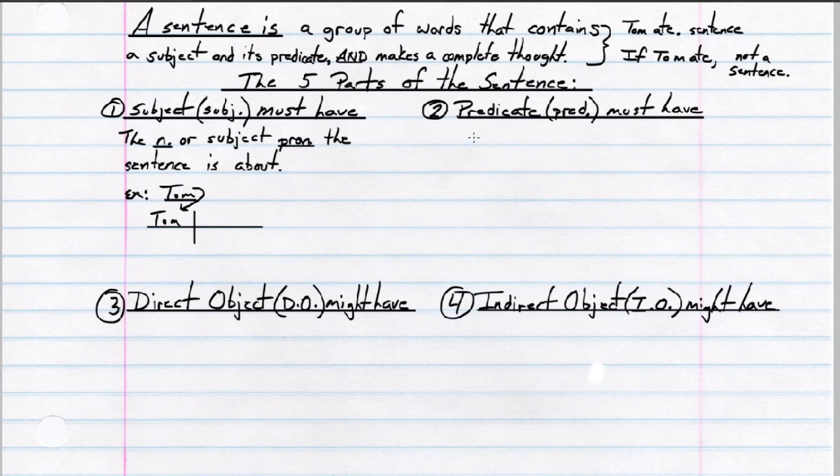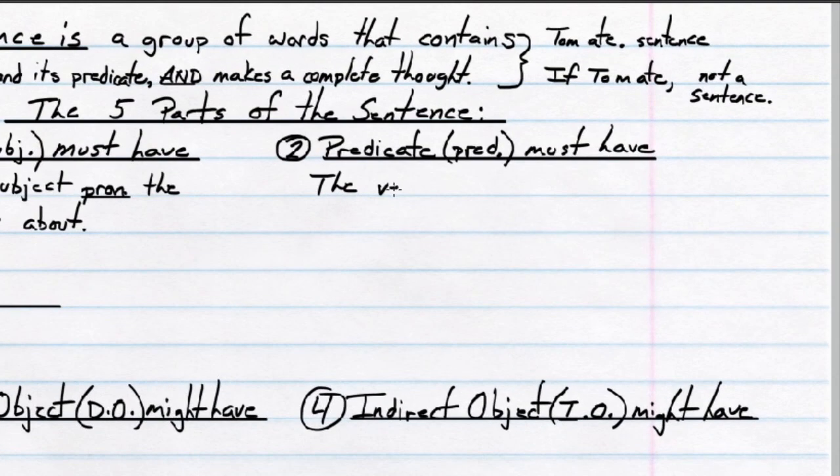Now I'm going to move over to the predicate and I'm going to start with the definition. The definition is the verb and or other words that are about the subject. The verb and or the other words that are about the subject.